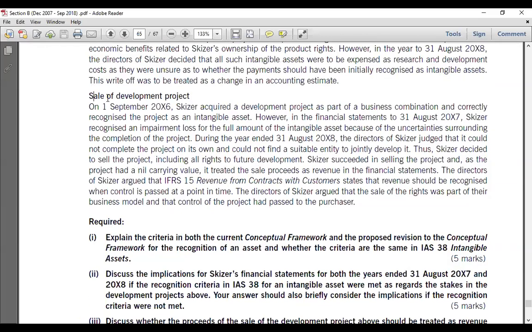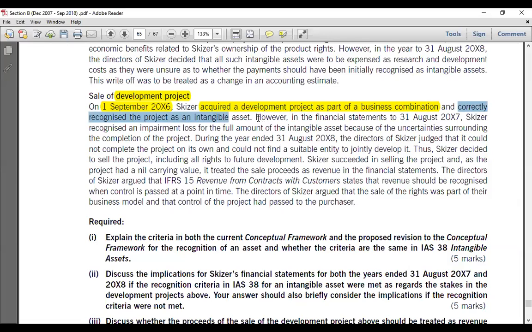So we were discussing IFRS 15 and we have a case of sale of development project. The question says that on 1st September 20x6, Skizzer acquired a development project as part of a business combination. So we actually acquired a subsidiary along which we got a development project. Development project means IAS 38, intangible asset. And correctly recognize the project as an intangible asset.